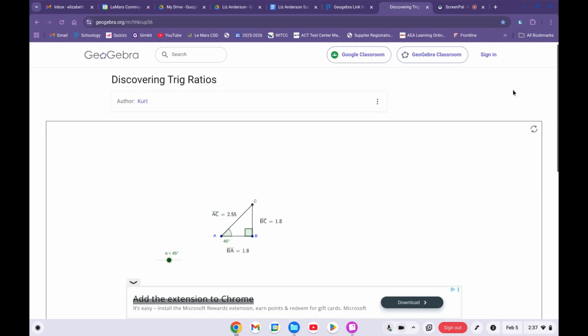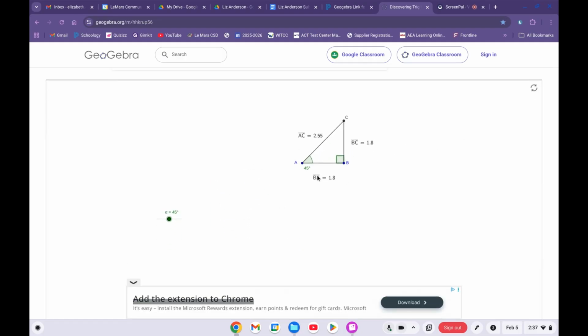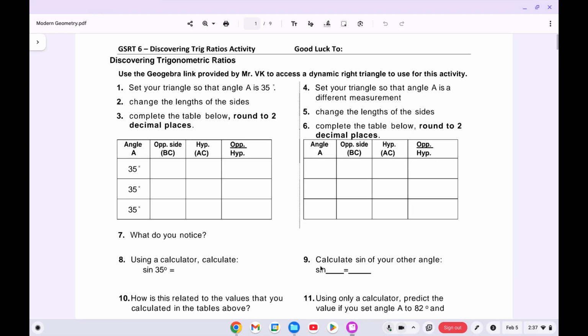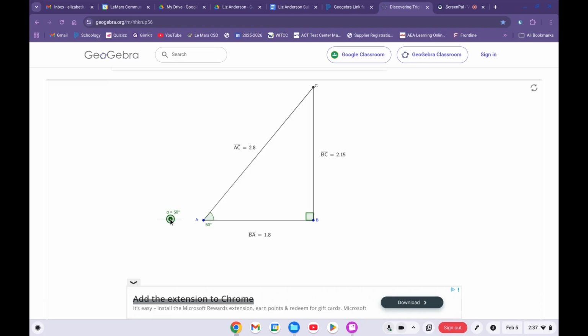Okay, you're going to have a window down here. I'm going to try to move this around, make it a little bit bigger. And there's going to be a slider here that you're going to be working with. So on my notes, this first one wanted me to have an angle of 35 degrees. So over here on this website, I need to move this slider so that it's down to 35. Okay.